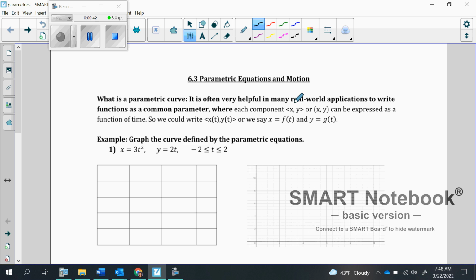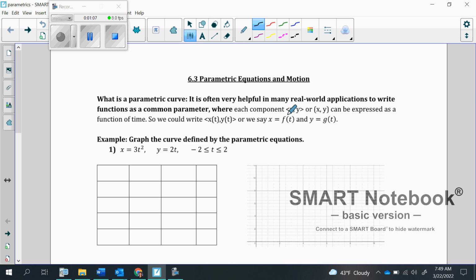It's used in many real world applications. We'll see the next time I do another video, or the next time I'm in, we're going to talk about projectile motion in relation to parametric equations. But in the meantime, they also use it for 3D printing and machinery, mechanics, things like that, on Ferris wheels, so rectilinear motion. So things like that, we can see that we use parametrics for.